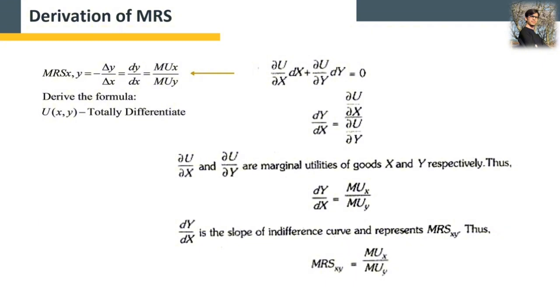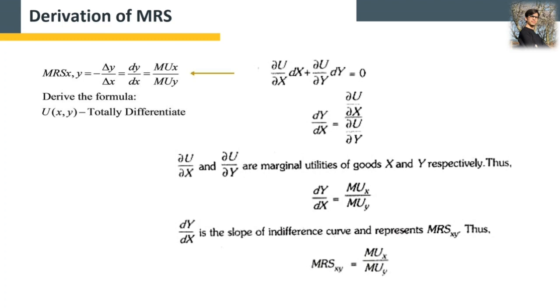mathematically. For example, suppose we have two goods, x and y. Then the marginal rate of substitution of x for y is equal to the change in y over the change in x, or if it's too small, we can write it as negative dy over dx, or negative delta y over delta x. We have a negative sign because when we increase one good, we have to decrease another good in order to keep the level of utility fixed. Then it will be equal to the marginal utility of x divided by the marginal utility of y.